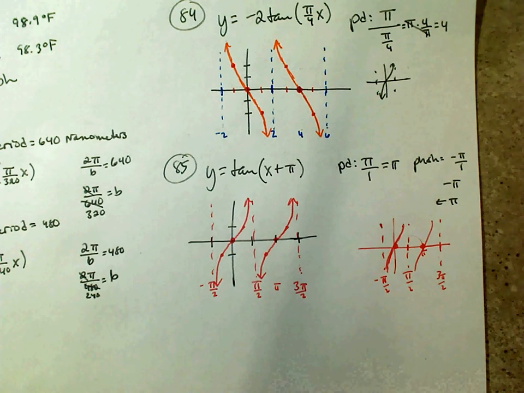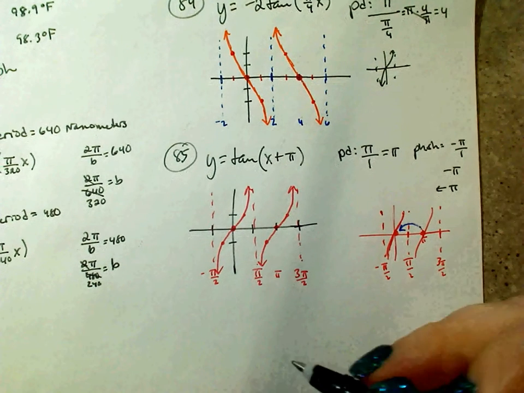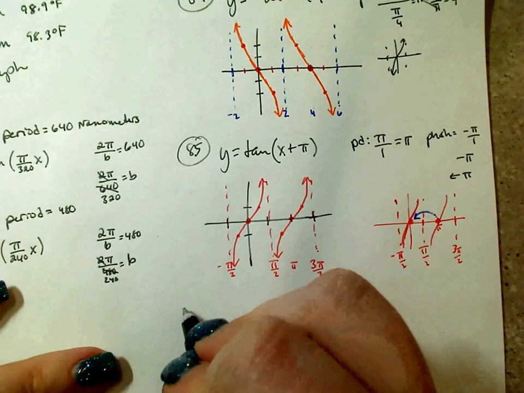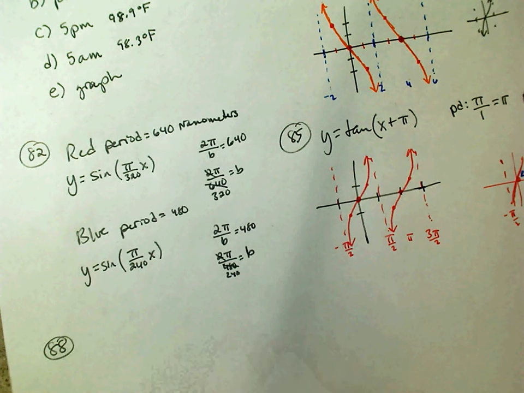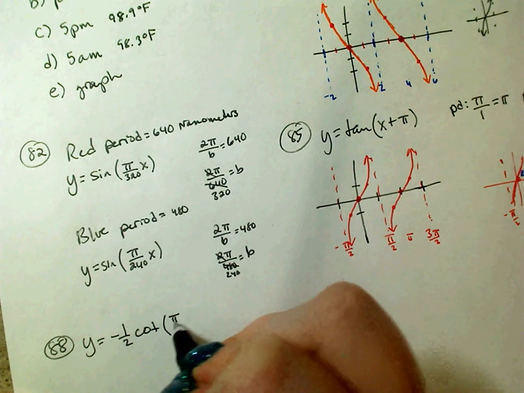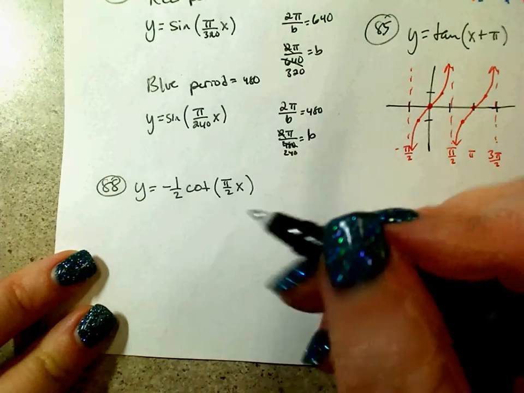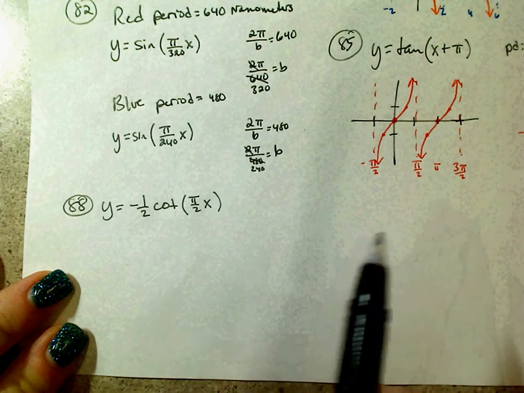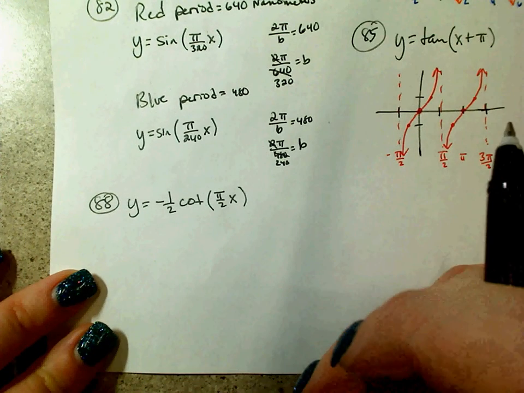Okay. Let's see. 88. So 88 says we're going to graph y equals -1/2 cotangent of pi over 2x. Okay. So if tangent is symmetrical about the y-axis, cotangent is basically you start at 0 and then you go to the period, just like kind of sine and cosine. But you got to remember that period is still only half of sine and cosine's period, which is only pi. Okay. All right.